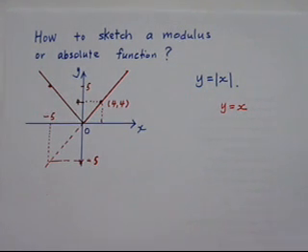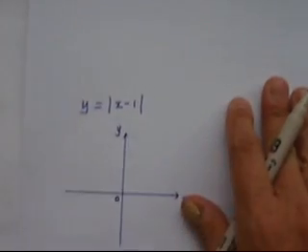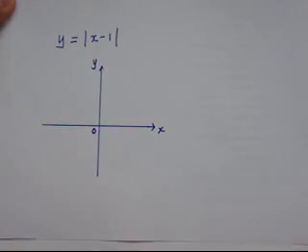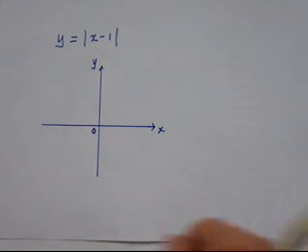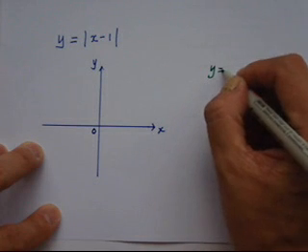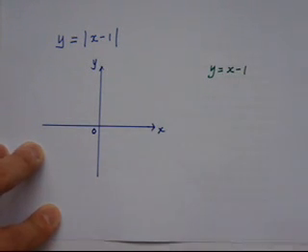Let's consider another absolute function. This time, let's take a look at y equals the modulus of x minus 1. Again, we are going to look at the graph without the modulus, that is y equals x minus 1. As you remember, the proper way of drawing a graph is to find out the intersection with the x and y axis.